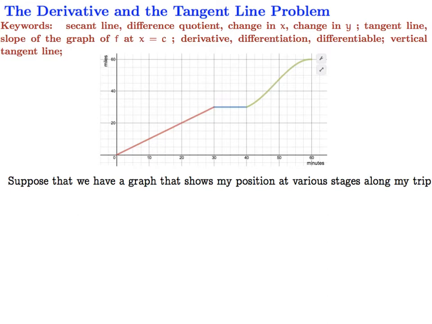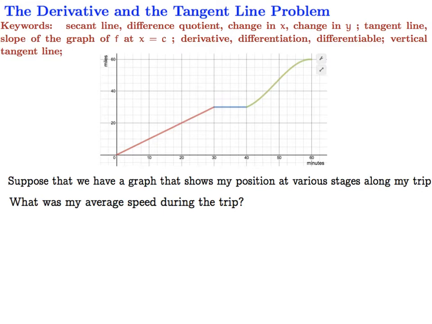Okay, so suppose we have a graph that shows my position at various stages along a trip. Horizontally here I've got time in minutes, vertically I've got how many miles I've gone, and so we can see as we move along at time 0 I haven't moved. After 10 minutes, I've moved up about 10 miles, 20 minutes, 20 miles, and we keep going along here. So a very natural question you could ask is, what was my average speed during my trip?